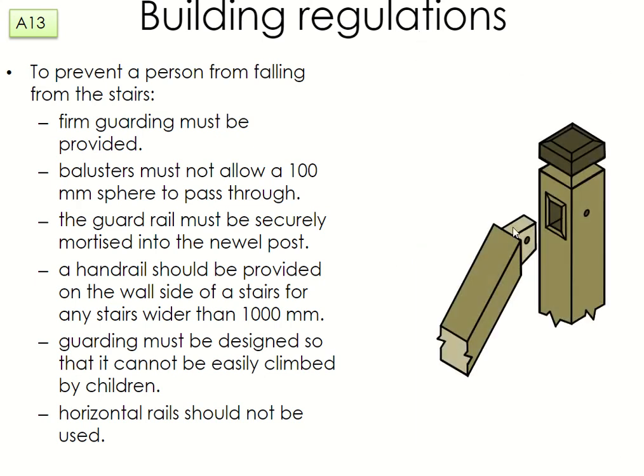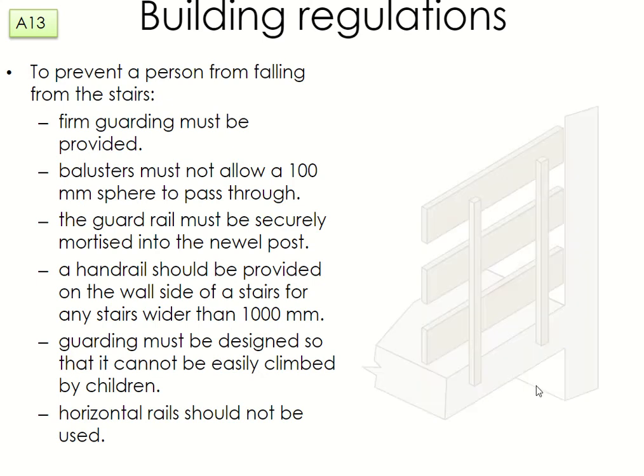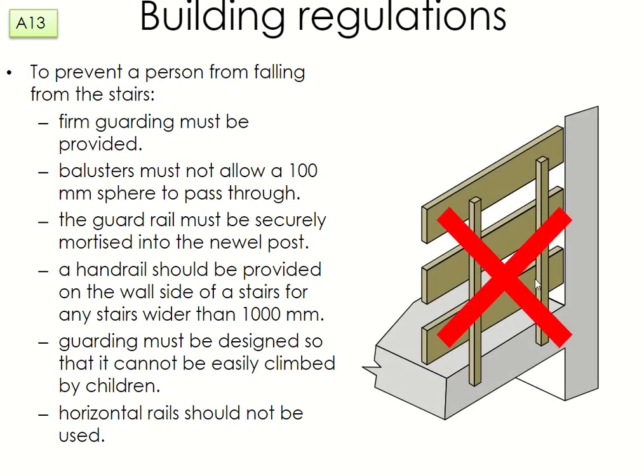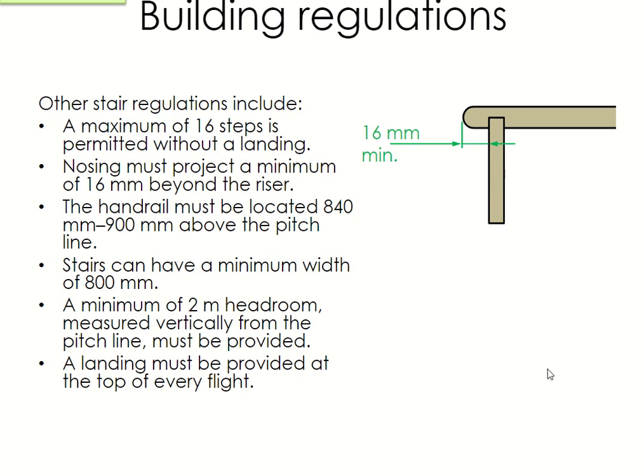So again, that's just the joint going into the newel post, and then the type of rails you should not use, going horizontal, because there are bigger gaps in between them. Okay, page 117. There are answers here for 14, 15 and 17.